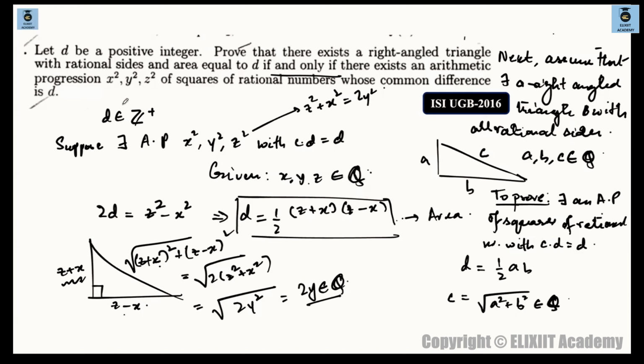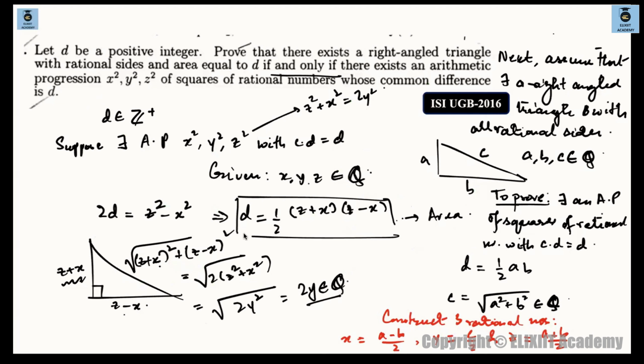ठीक है? So you construct three rational numbers x, y, z. Look at the construction. So construct three rational numbers. X is equal to a minus b by 2, y is equal to c by 2, and z is equal to a plus b by 2. Definitely these are rational numbers. X, Y, Z also belongs to Q because A, B and C belongs to Q.